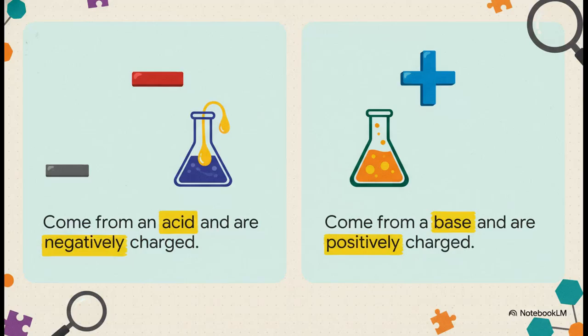Our suspects are basically split into two rival factions. On one side, we have the negatively charged acidic radicals, like your chlorides or sulfates. On the other side, we have the positively charged basic radicals, like sodium or copper ions. Because of this fundamental split, we actually have to run completely different sets of interrogations to identify each type.